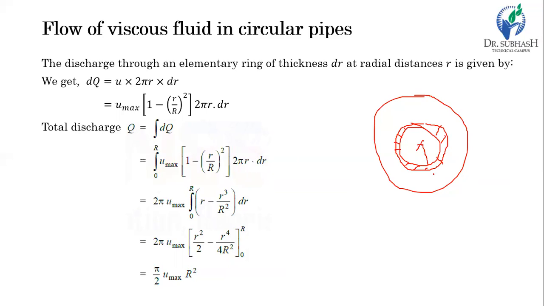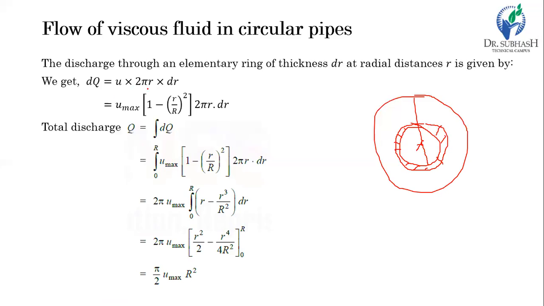This is nothing but the cylinder we have considered already for the analysis purpose. First we will derive the equation of discharge through this elemental ring, and to get the discharge for the whole pipe, we will integrate it from r equal to 0 to r equal to capital R.